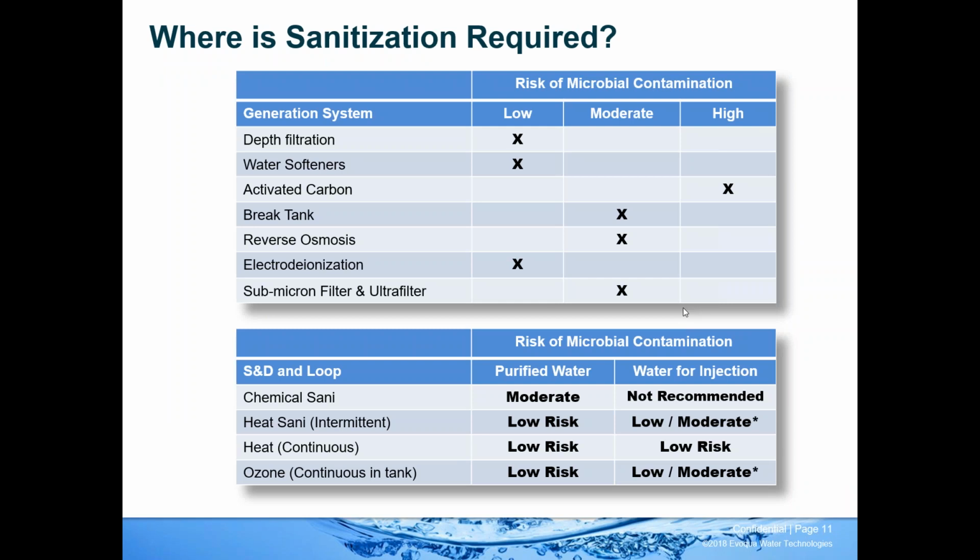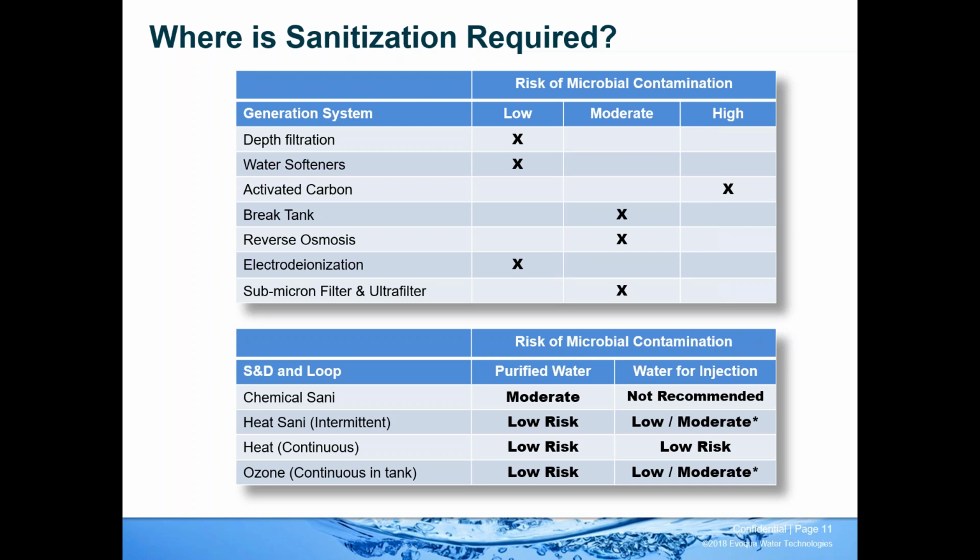Where do you have to be able to sanitize a pharma system? The generation system, and potentially at every unit process. So at the start of a system where there may be residual chlorine, there's pretty low risk, say at depth filters, softeners that may be in that chlorinated stream. But after dechlorination, carbon is probably the highest risk because everything is there to support microbial growth. But I'm a big carbon fan. It certainly can be managed.